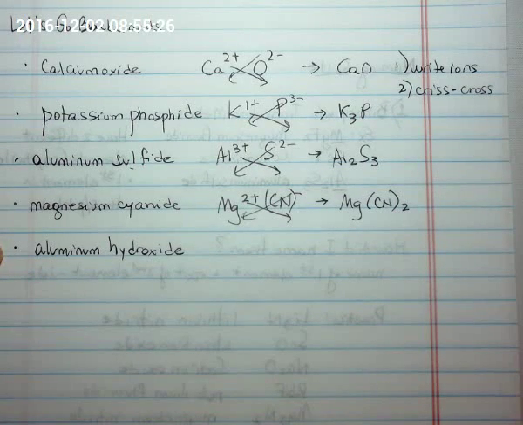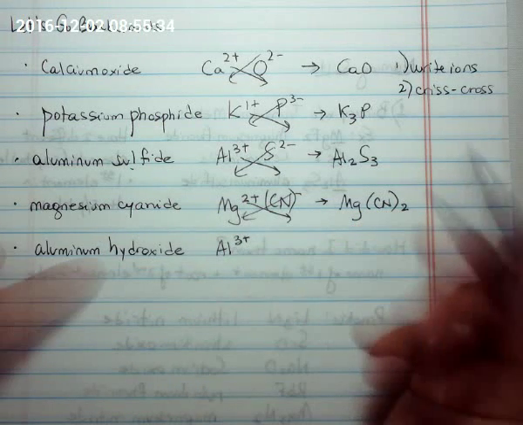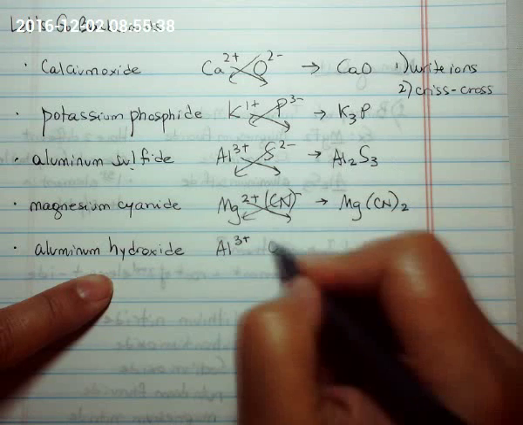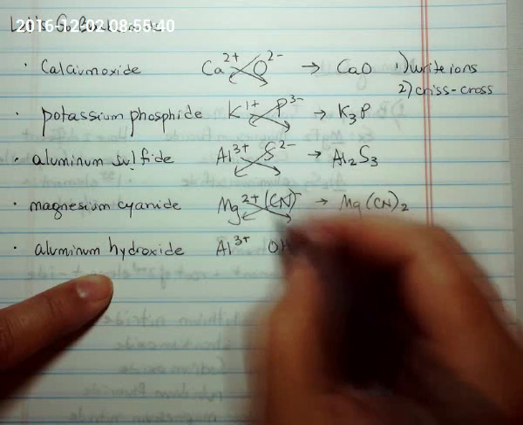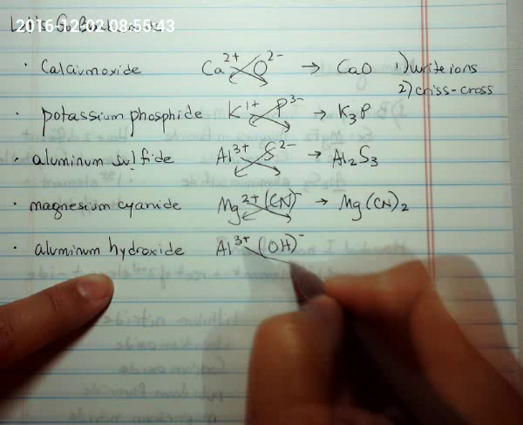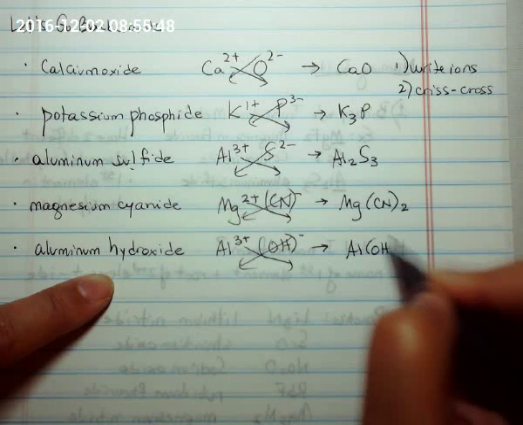Aluminum hydroxide. What's aluminum? Al, 3 plus. And hydroxide, what's that? OH negative. And today you're looking on the table, but next week you need to have that memorized. Crisscross, what's our final answer? Al parentheses, OH parentheses, 3.